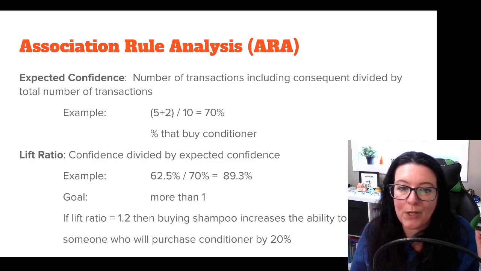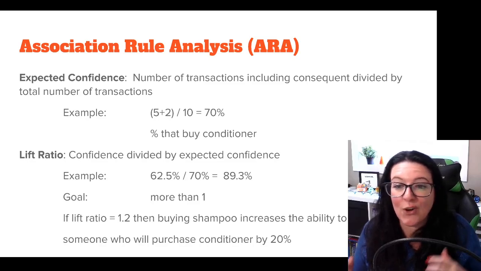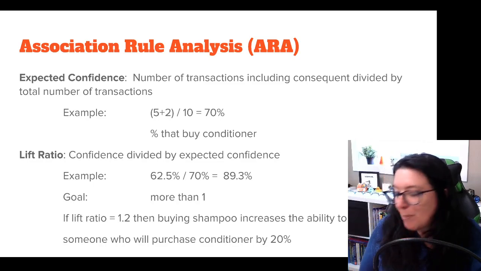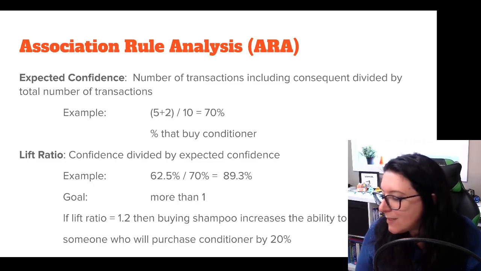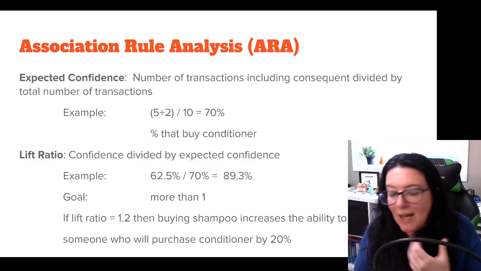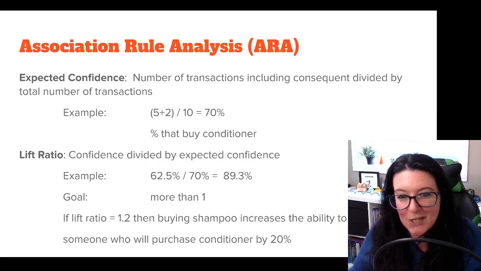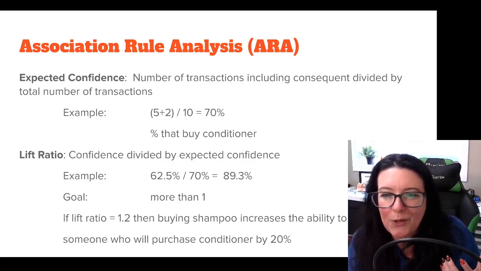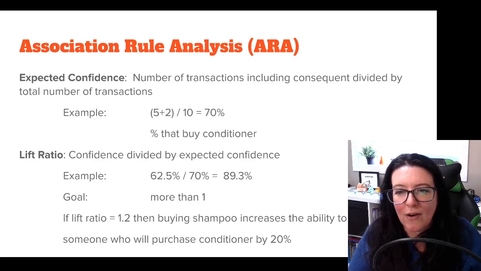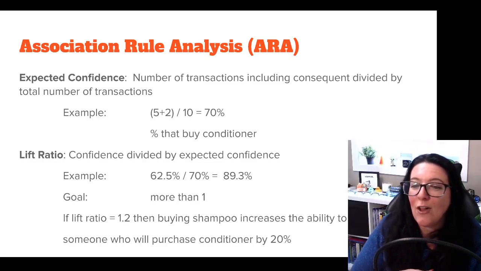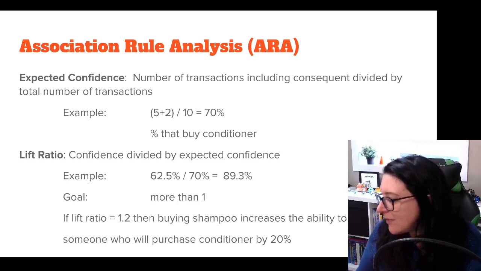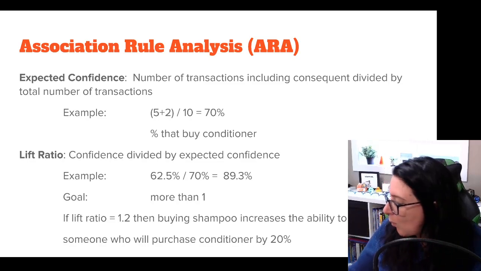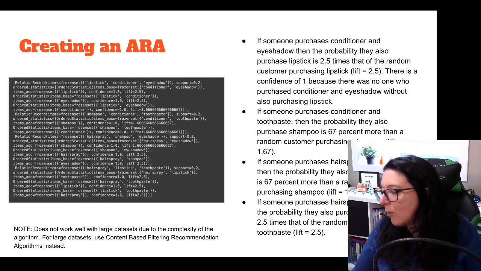Otherwise, it's not really helping you at all in terms of determining whether or not they're going to buy the conditioner. In the example we went through, the lift ratio we had was lower than 1, and that's because there was only a 50% chance that they bought shampoo and conditioner, and so it didn't really help you identify whether they're going to buy conditioner, because there were all these other people who bought shampoo and no conditioner, and all these people who bought conditioner and no shampoo. And so it didn't really add to our predictive ability. Our lift ratio was less than 1. So we're looking for lift ratios more than 1.